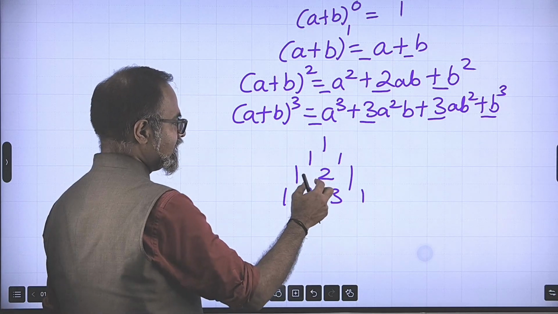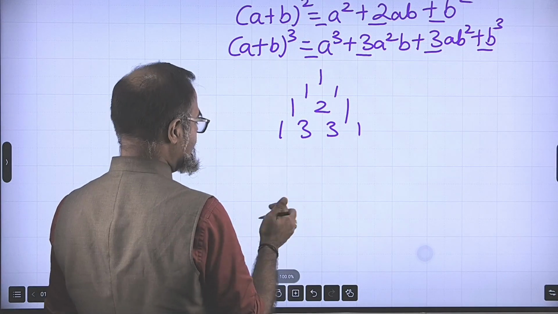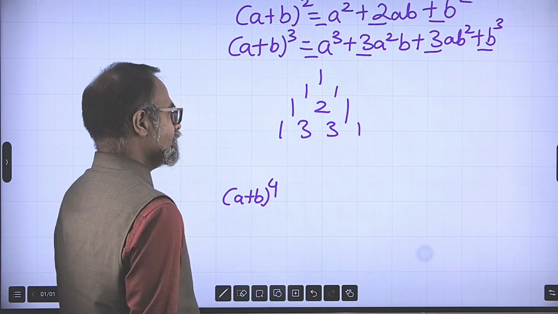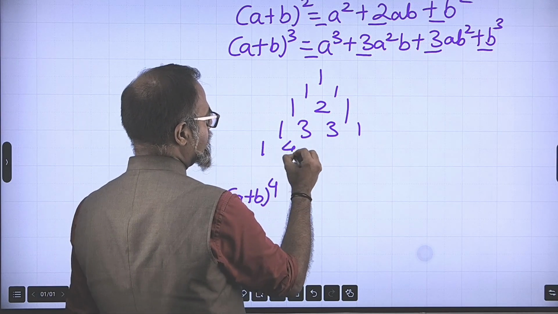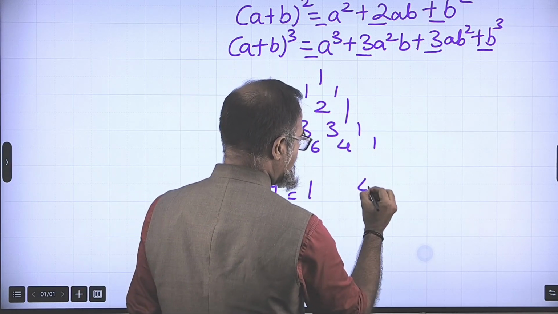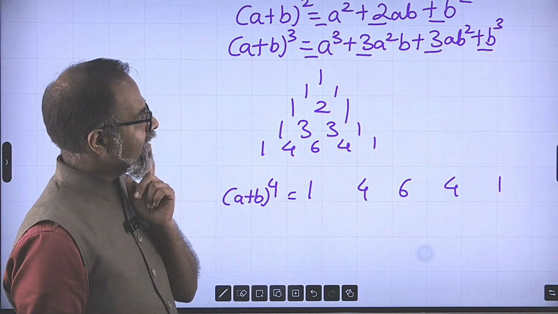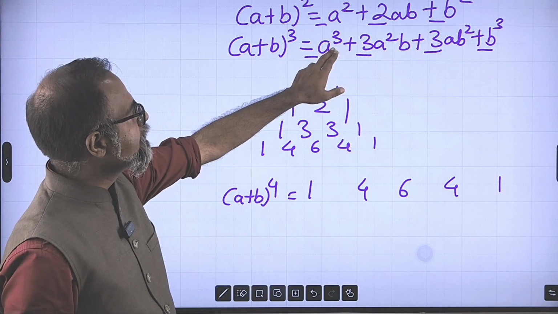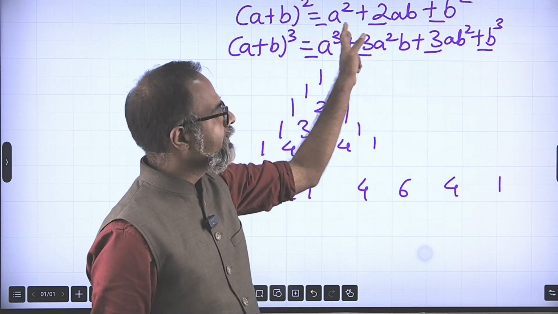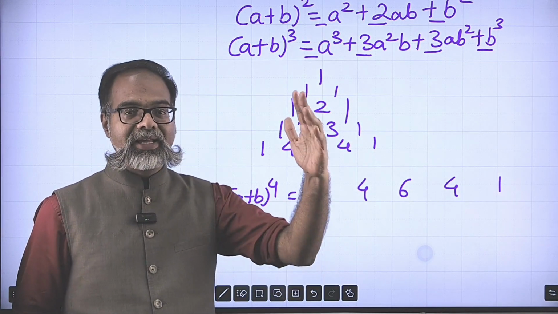So using this funda, can I find out what can be the value of a plus b the whole raised to 4? Well, coefficients are easy, 1, 4, 6, 4 and 1. So my coefficients will be 1, 4, 6, 4 and 1. But what about the terms a and b? Well, if I observe, then a cube, a square, a, nothing, b cube, b square, b, nothing. The powers of a are decreasing and for b increasing.